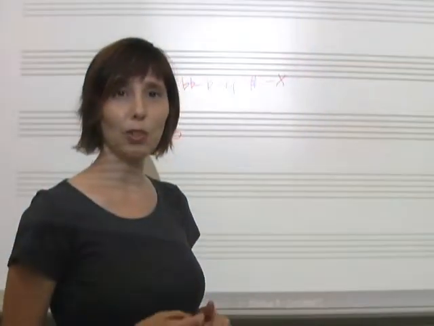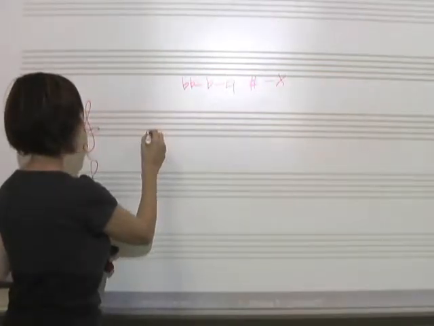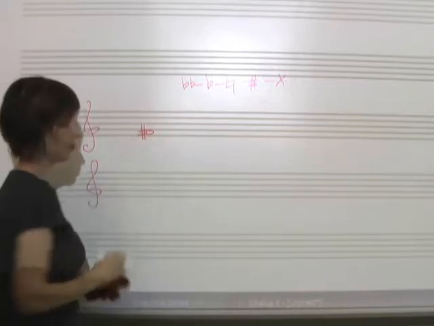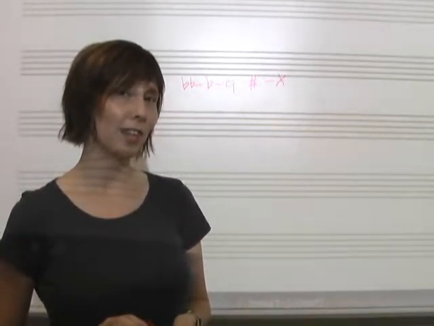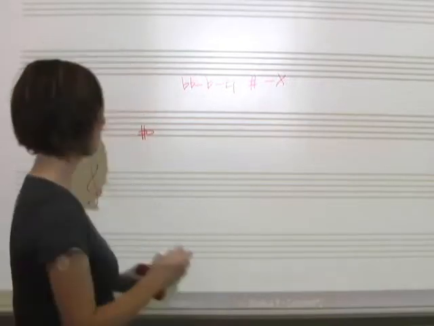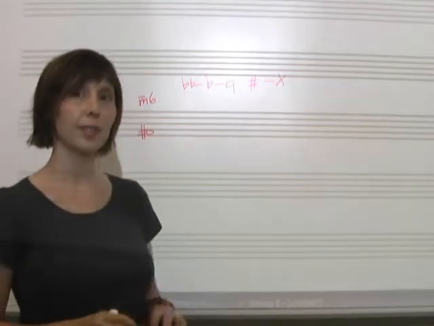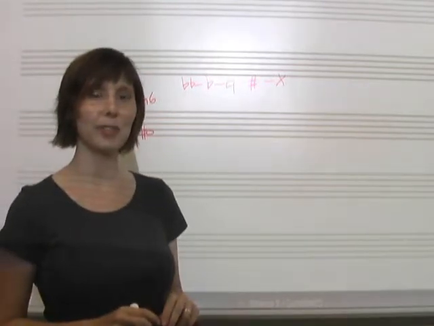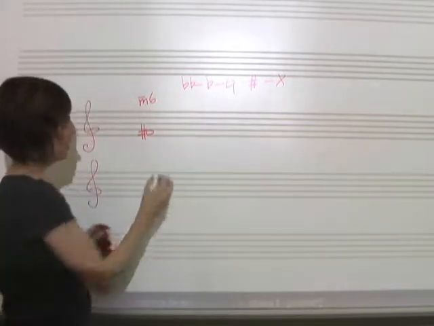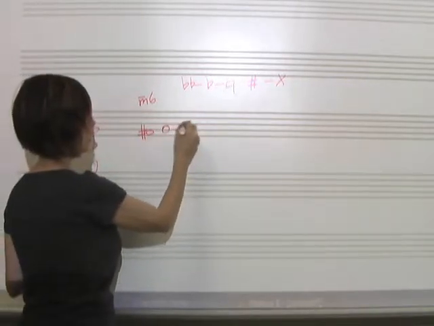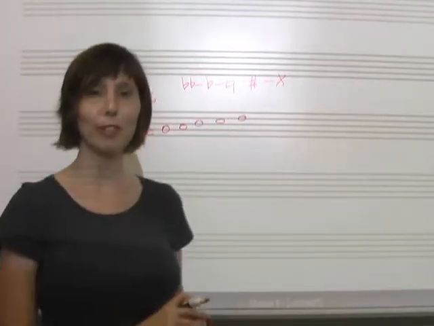Let's do another example of a minor interval. I would like a minor sixth above F sharp. What are my steps? Well, first, I'm going to count letters. 1, 2, 3, 4, 5, 6. That was my first step.